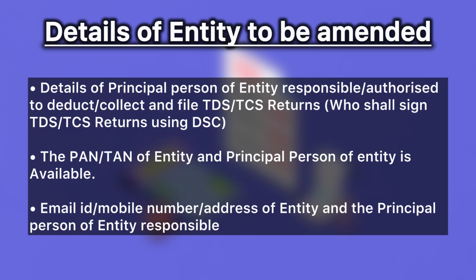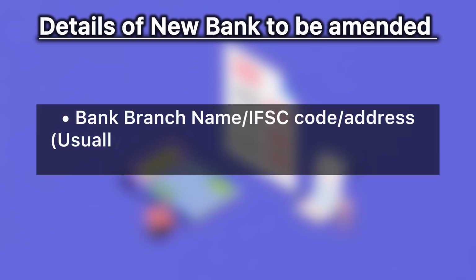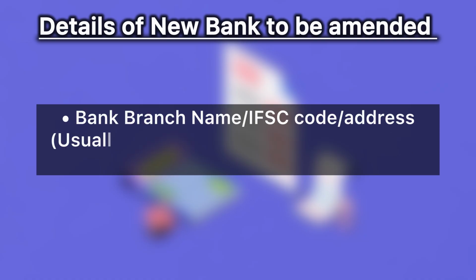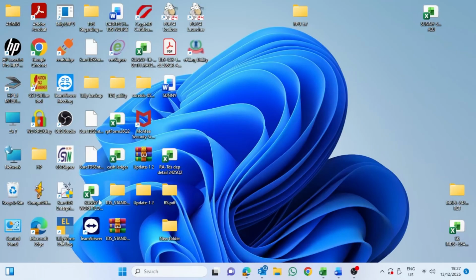It is important that you compile all this information first before you move on to create the entity in the masters. Similarly, for adding any new bank account which is going to be used to deposit the challan of TDS or TCS, you should have the basic details of the bank branch: name, IFSC code, address. All these details are usually available in the challan of the bank through which you have deposited the TDS or TCS. Now let's discuss the steps one by one.